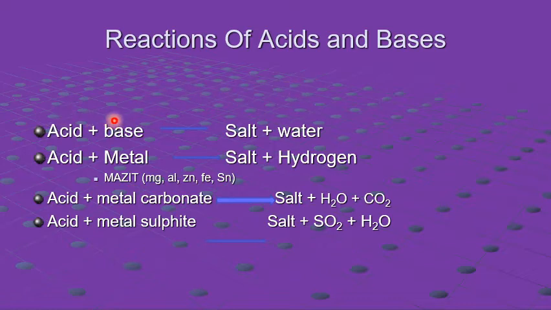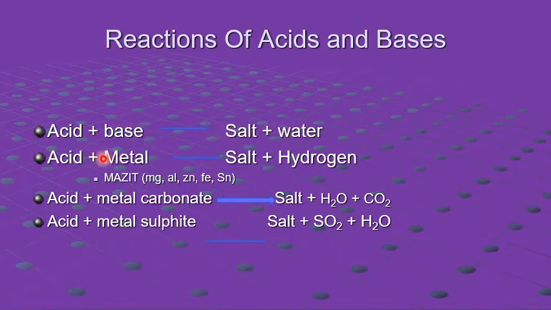Next one, acid plus metal. Now there's only certain types of metals that an acid will react with to give us the salt and the hydrogen. And these are the MAZIT metals. These metals aren't as reactive, and this is why we can use them to react with the acid to form salt and hydrogen. MAZIT: M for magnesium, A for aluminum, Z for zinc, and then I, iron, symbol for iron is Fe, and then T, tin, which is Sn. And that's going to give us salt plus hydrogen.